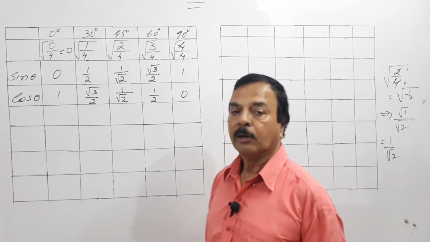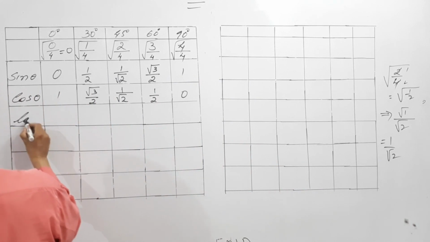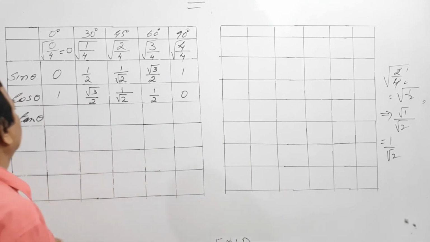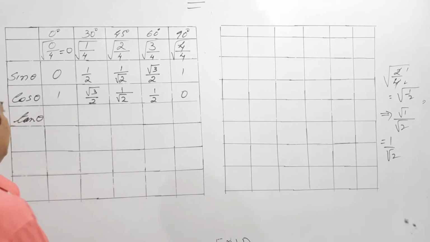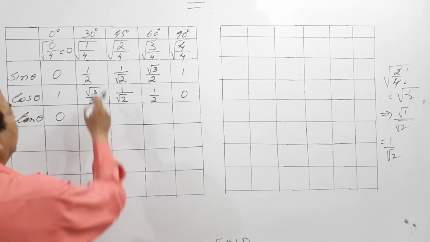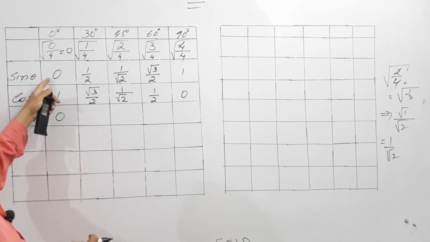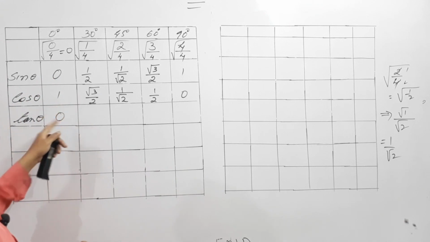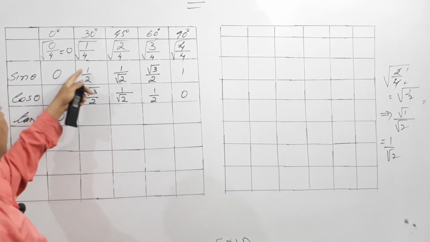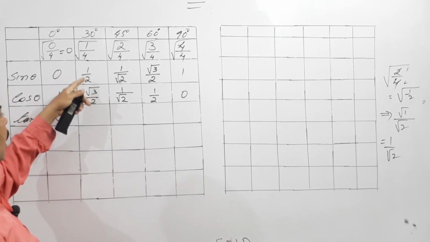Next we will go for tan theta. Tan theta is sin theta by cos theta. So tan 0 is 0 by 1, which is 0. Here tan 30 degrees is half divided by root 3 by 2. So divide this.